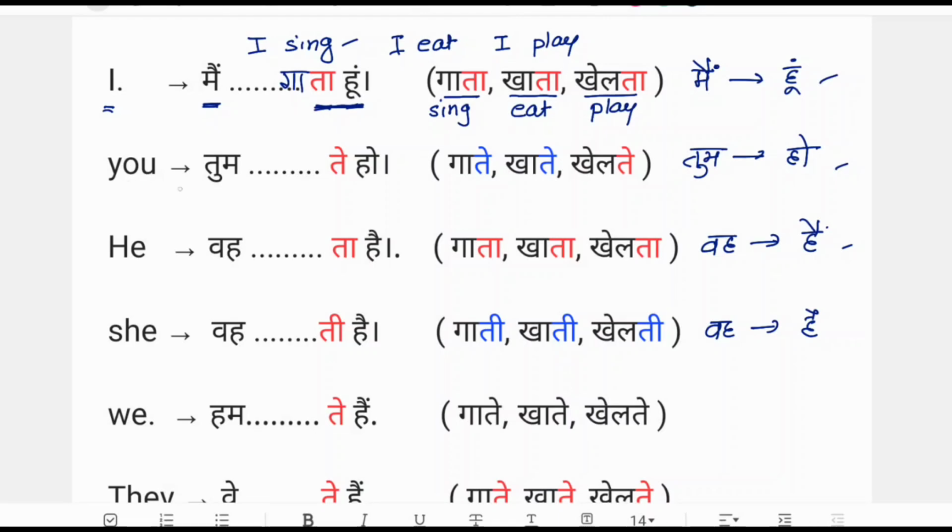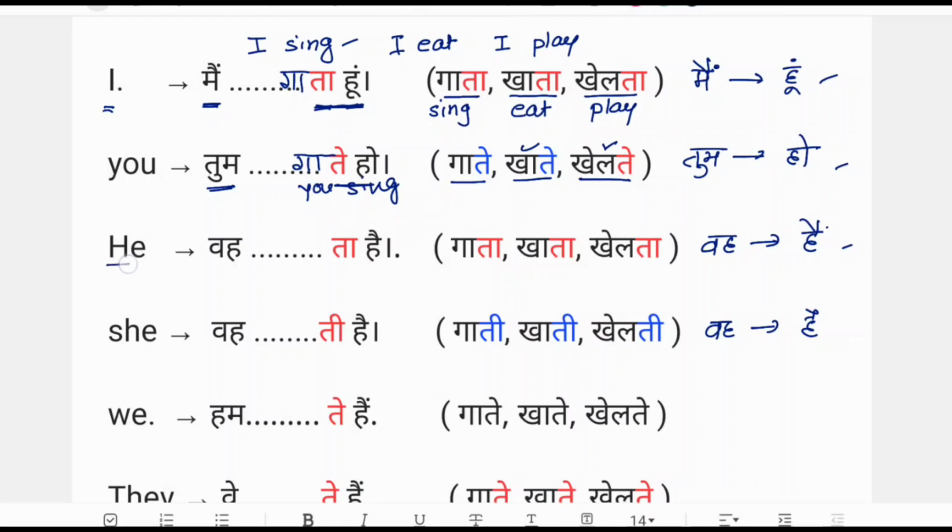Similarly, for you we use तुम, and for तुम the structure is ते हो, like गाते, खाते and खेलते. So the sentence will be तुम गाते हो. That means you sing. Similarly, tum khate ho is you eat, and tum khelte ho, it is you play.